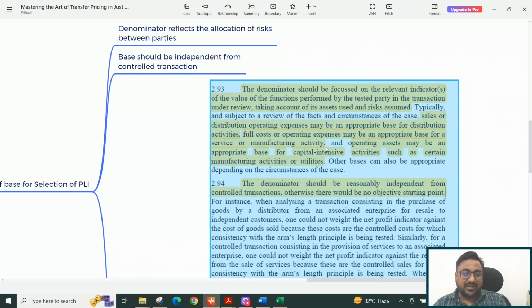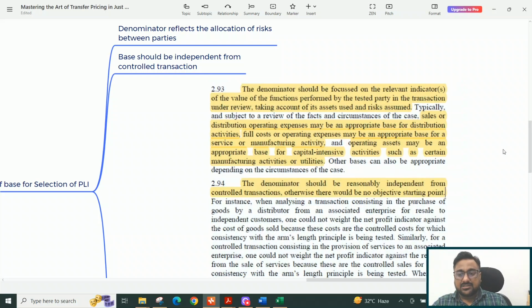Under a service or manufacturing activity, your risk will lie more on the service delivery or purchase cost, manufacturing cost, etc. So at that point your denominator should be your cost, right? But if you are a distributor where your entire risk lies on the distribution end, then your base should be sales, right? That is how the focus on the denominator should be. And operating assets may be an appropriate base for capital intensive activities. So if it's a machine manufacturing unit or industrial machinery manufacturing unit, then you can also choose the base as total capital employed or assets employed. We'll see what types of PLIs taxpayers generally use. That is where the first para, 2.93, comes up.